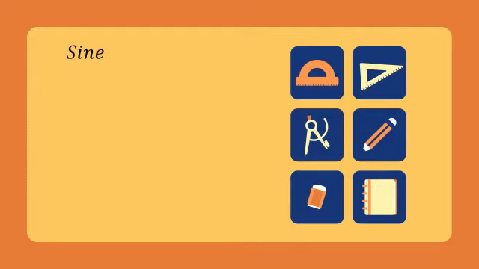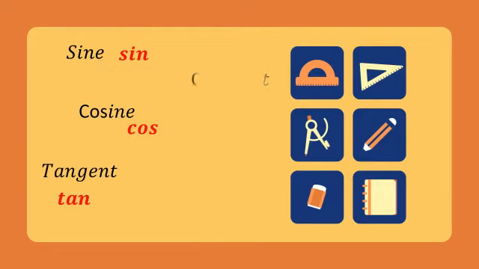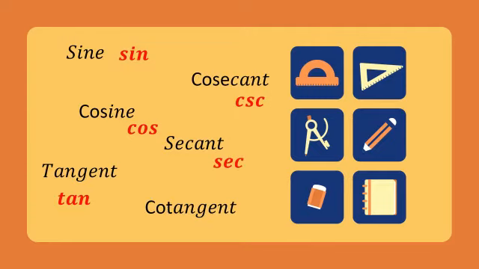So we have the sine, abbreviated with SIN, cosine, cos, tangent, tan, cosecant, CSC, secant, sec, and cotangent abbreviated with cot.